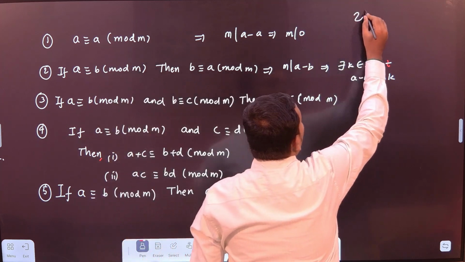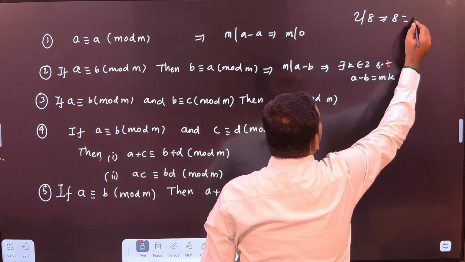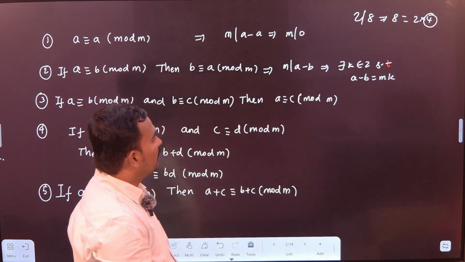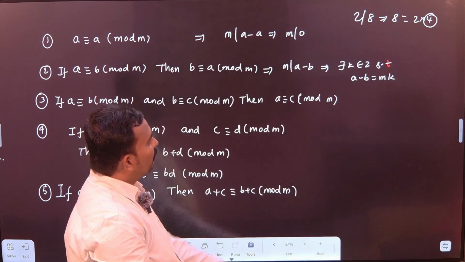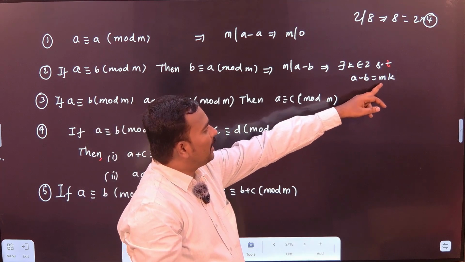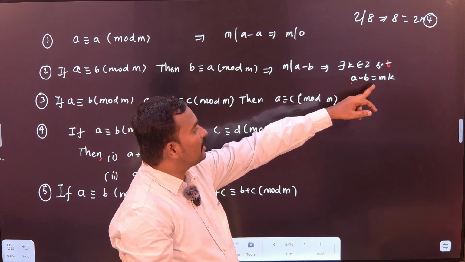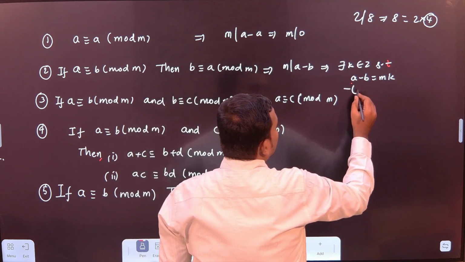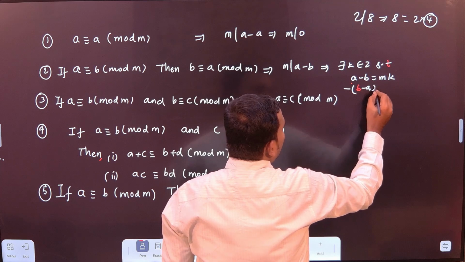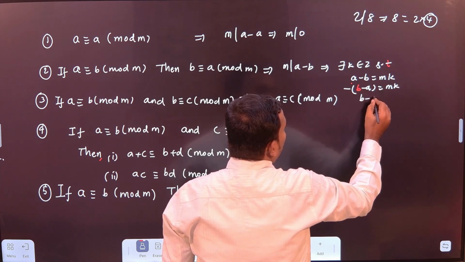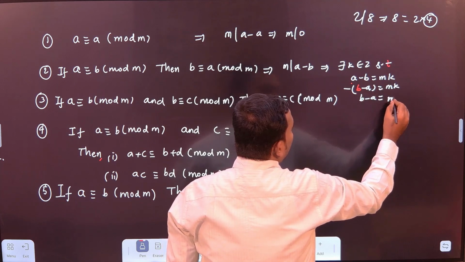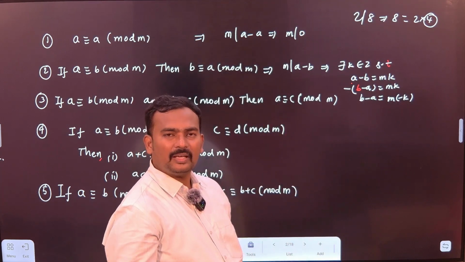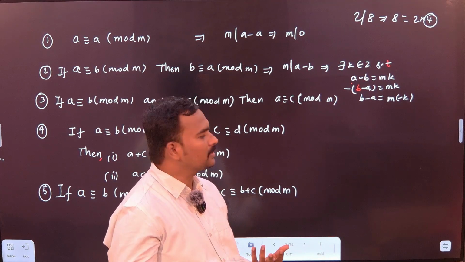For example, if I take 2 divides 8, it means 8 you can write as 2 into 4. This is your K here. Understand? So therefore A minus B is equal to m times K. M is the divisor, A minus B is the dividend, K is the quotient here. So if I take the minus out, what will we get? B minus A is equal to m times minus K. Minus K may be any integer, right? K is already an integer; if you multiply by minus, it is again an integer.